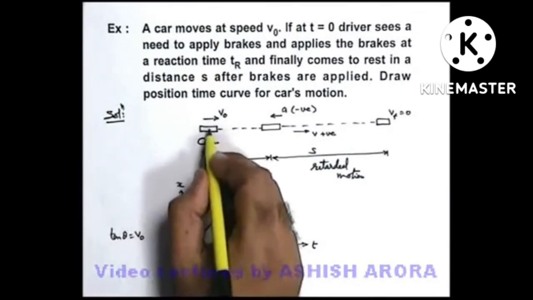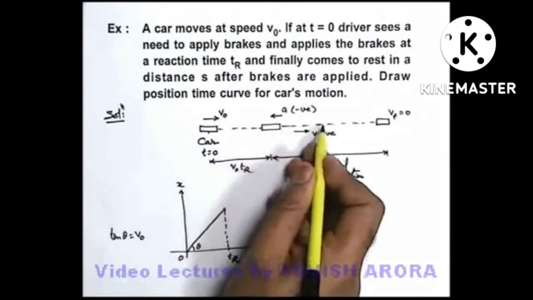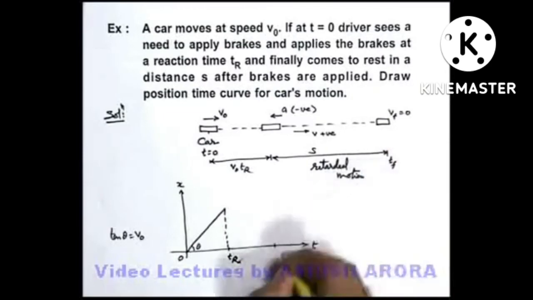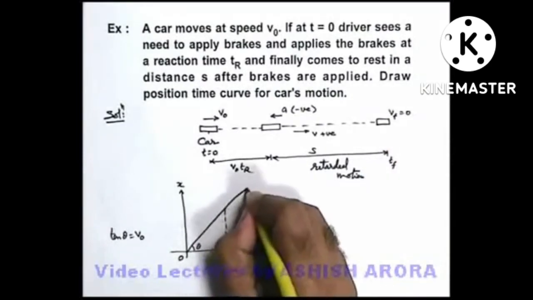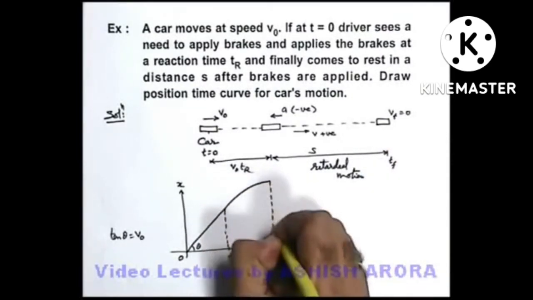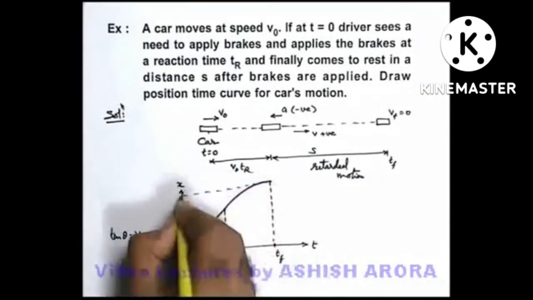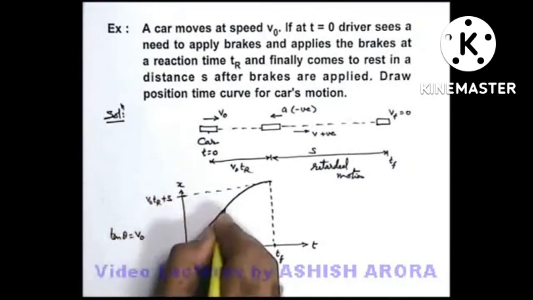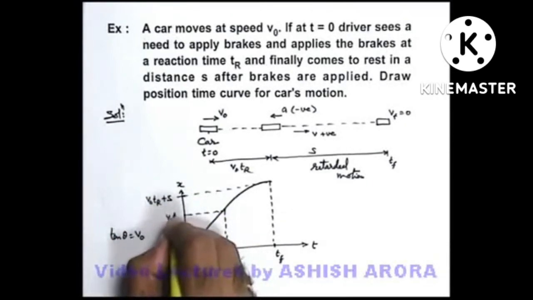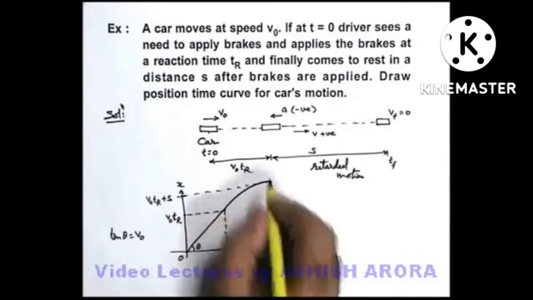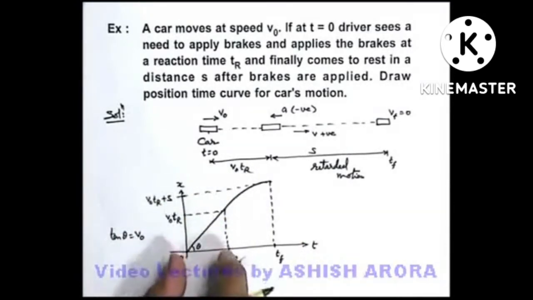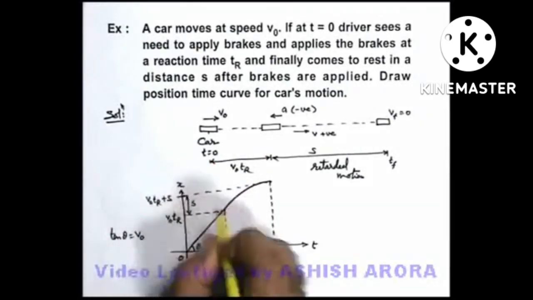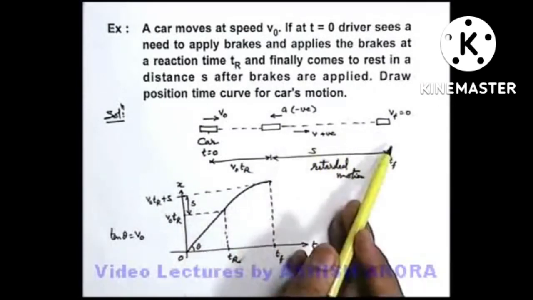And from this time, the car starts retarding. If it starts retarding, the acceleration becomes negative and finally it comes to rest at a time, say t final. So at this t final, the slope of this curve should become 0. And the final position where it becomes 0 will be the distance v0 tr plus s. Up to this time tr, it will be covering a distance v0 into tr, the distance covered in the reaction time, and further it has covered a distance s, which the car has traveled in retarded motion.